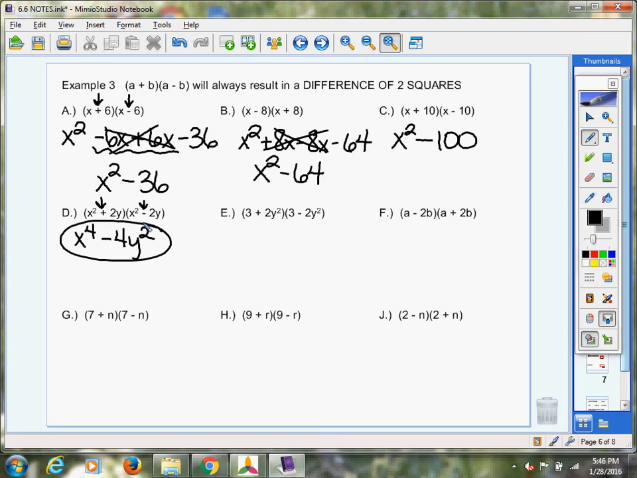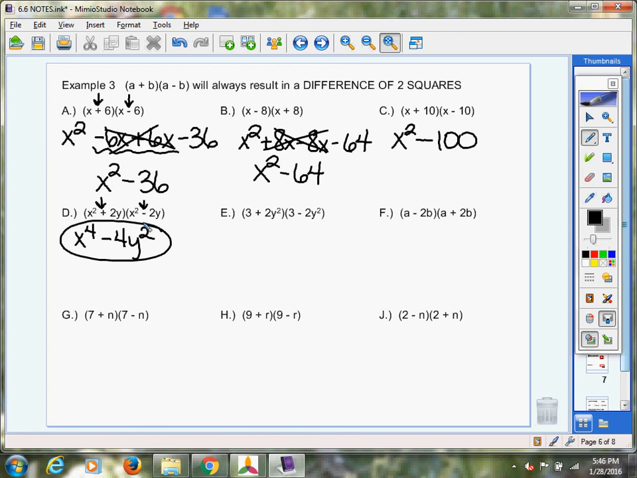Now, if you're worried that you're going to mess it up and you're not going to do it right, then just do all 4 steps. Do first, outer, inner, last, and cancel out your outer and inner and prove it. Otherwise, if you're like, hey, I know if I see this situation, I will remember, then take the shortcut.